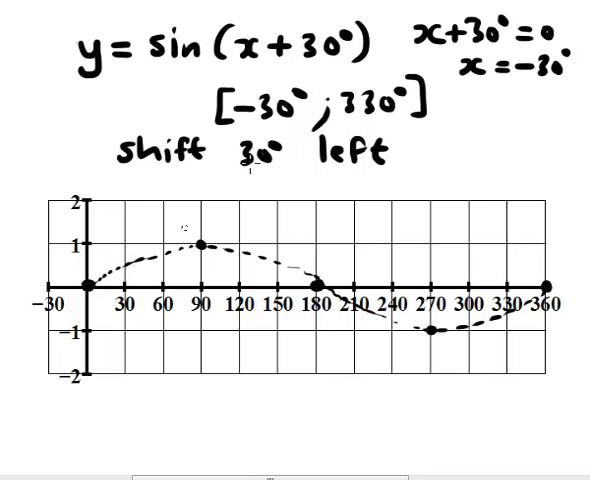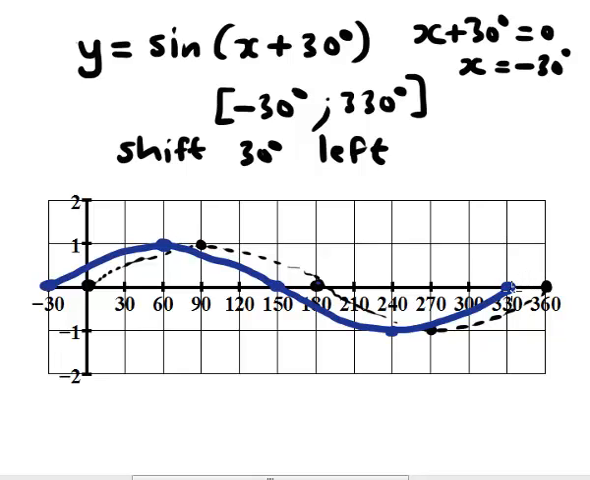This point is shifting 30 degrees to the left. That point shifts 30 degrees to the left. This one, 30 degrees, that one, 30 degrees, and this one 30 degrees. So you have a horizontal shift. Your sine curve shifts 30 degrees to the left, and notice it's from minus 30 to 330.